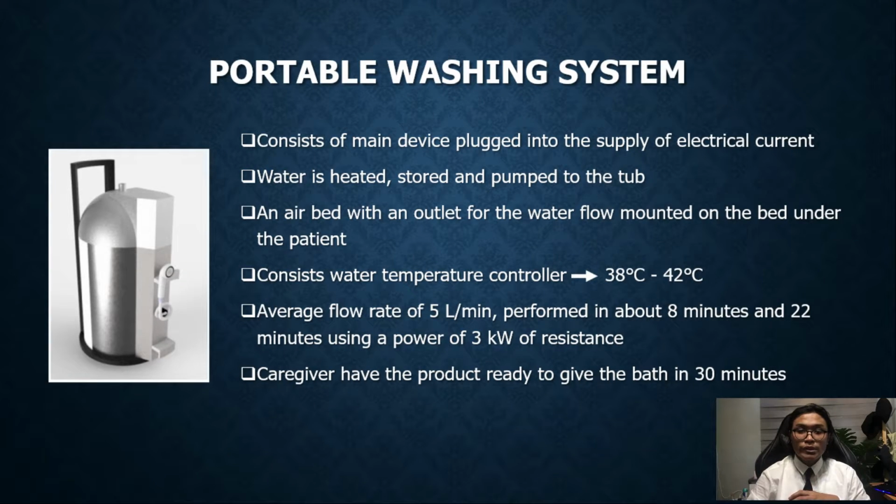Next, portable washing system. This system consists of a main device plugged into the supply of electrical current. Water is heated, stored and pumped to the top, and a bed with an outlet for the water flow is mounted on the bed under the patient. Constant water temperature control is about 38 degrees Celsius to 42 degrees Celsius. The average flow rate is 5 liters per minute, in about 8 to 22 minutes, using the power of 3 kilowatts of the system. And the caregiver has the product ready to give a bath in 30 minutes.